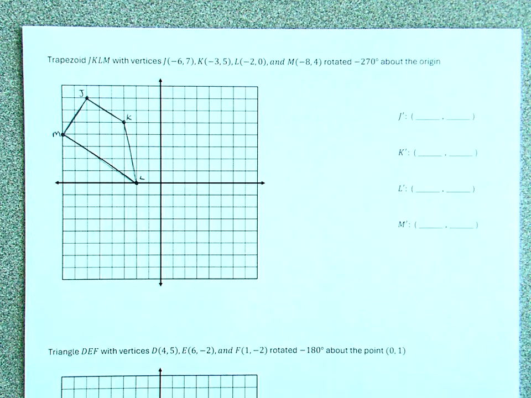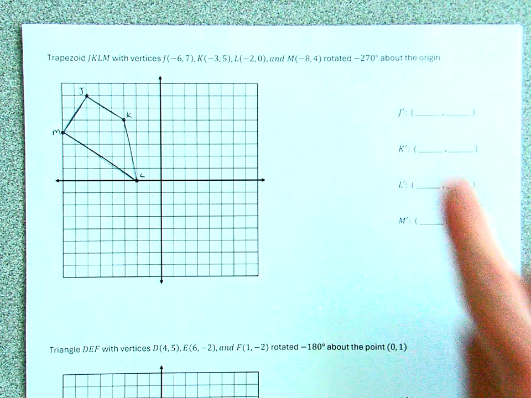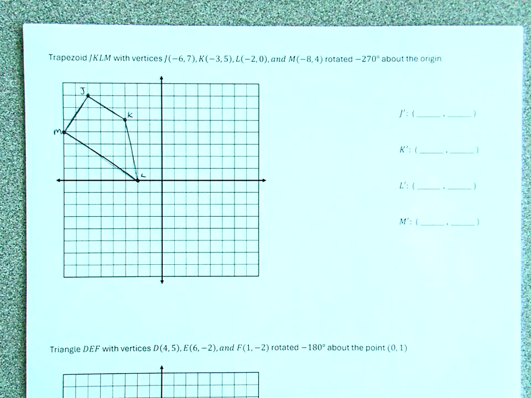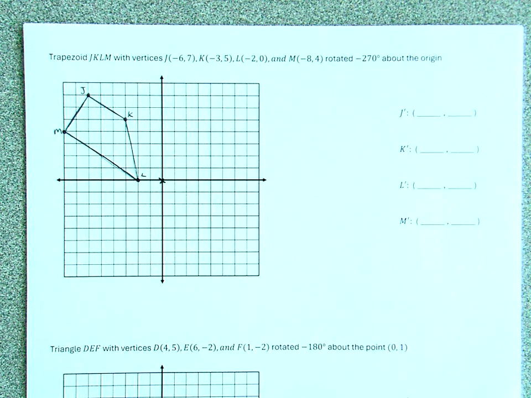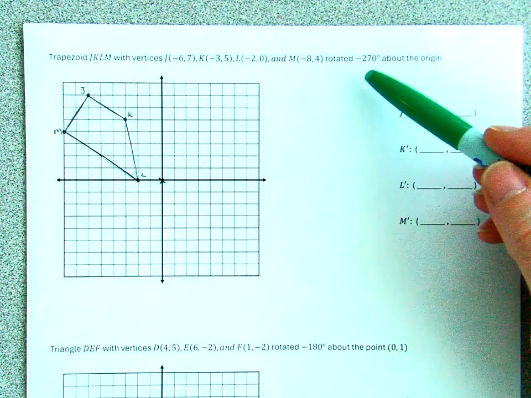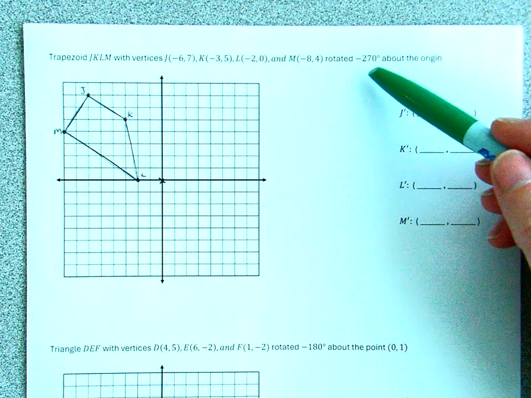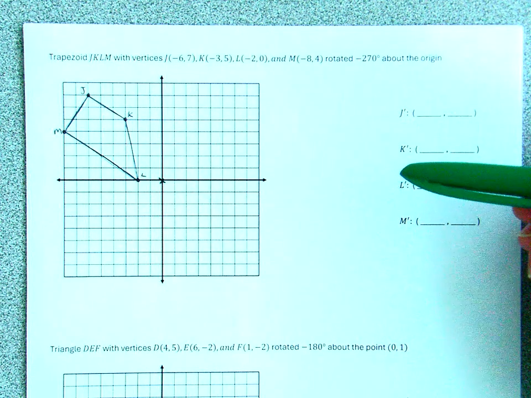Let's try another one. Okay, so we're rotating about the origin again. I'm just going to make note of that. Right? Now we're going to do negative. So it doesn't say clockwise or counterclockwise. It actually just gives us the angle as either a positive angle or a negative angle.